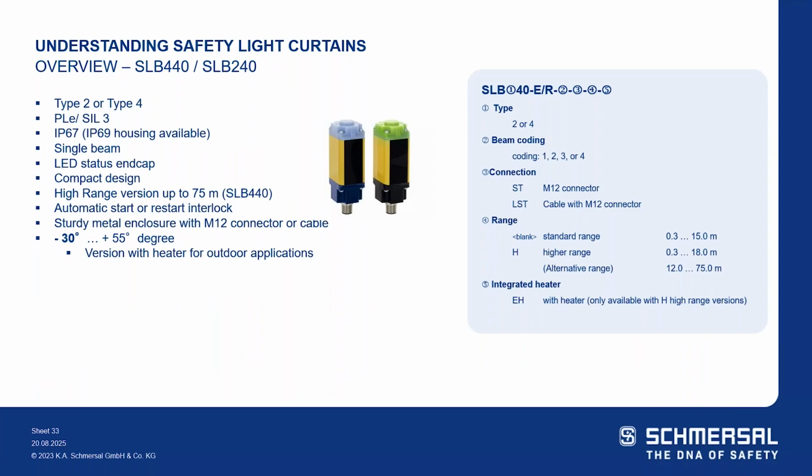So looking at our single light beam, we have a type 2 or a type 4 variant. The type 4 can obviously meet up to category performance level E, SIL 3, IP67. There is an IP69 housing available. It's a single beam. You still will have an LED status end cap, a very compact design, a high range up to 75 meters on your SLB 440 series, the ability to wire directly to the light beam receiver for automatic reset or manual reset.